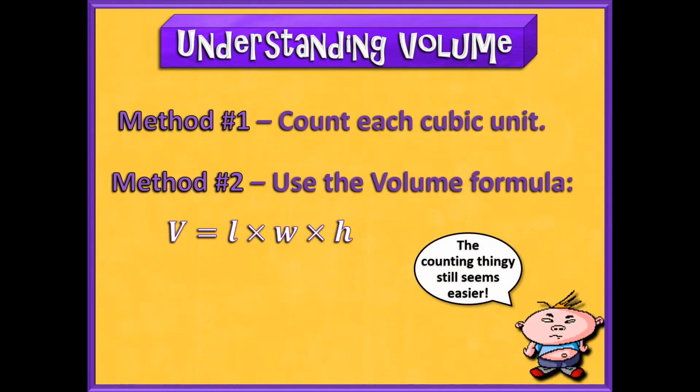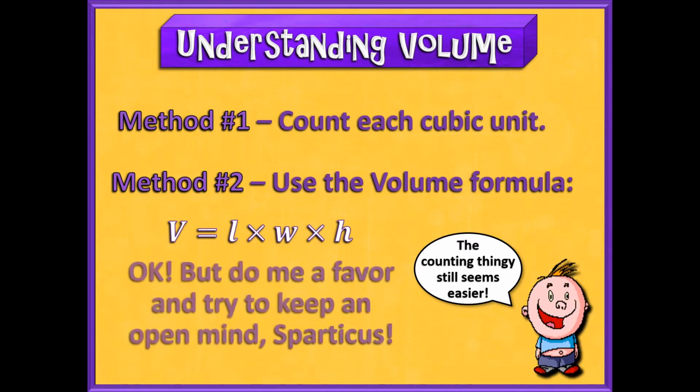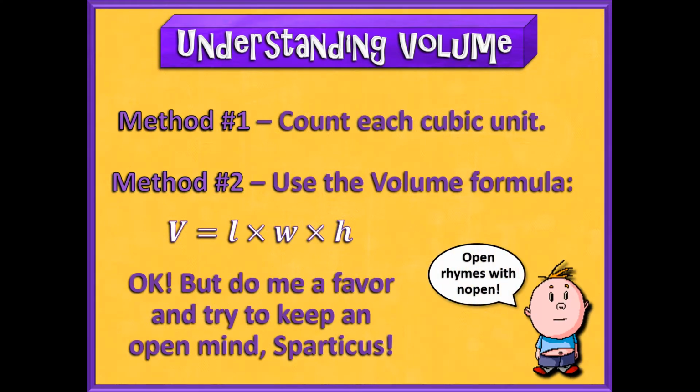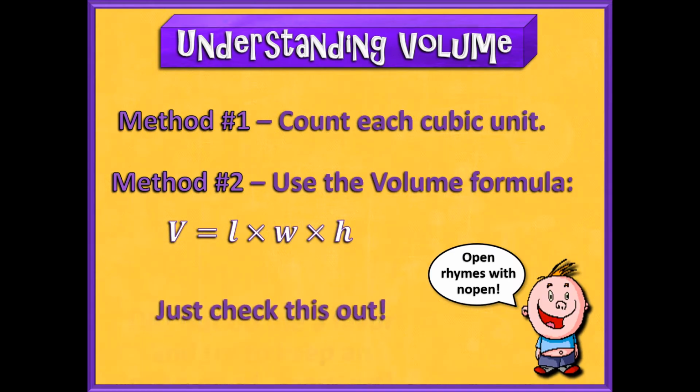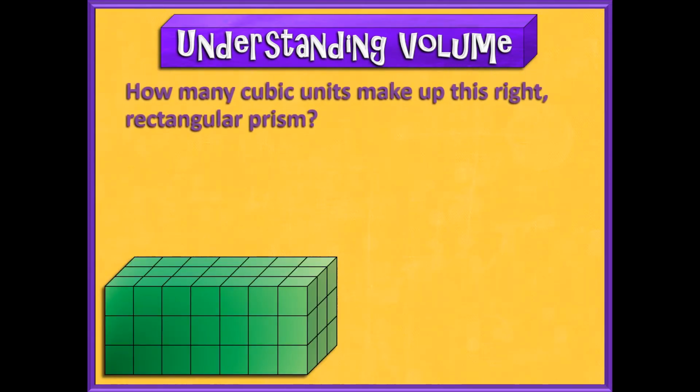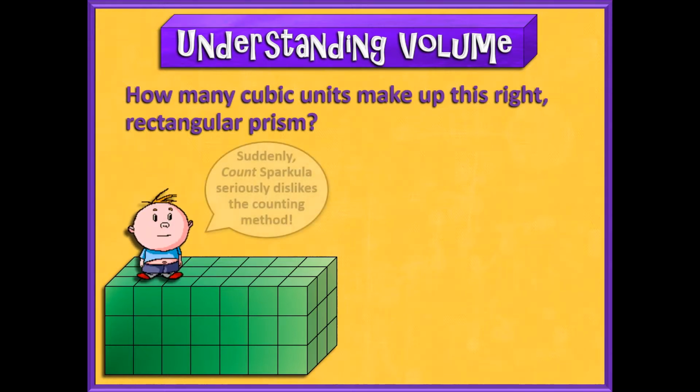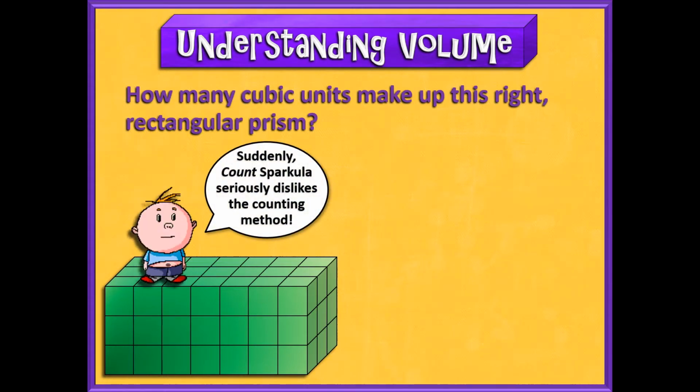The counting thingy still seems easier, Sparky says. Okay, but do me a favor, Sparky, and try to keep an open mind. Well, I want him to check this out. How many cubic units make this rectangular prism? Anybody got any ideas? Well, Sparky suddenly looks at this and counts, and he seriously dislikes the counting method, because look at all those cubic units.